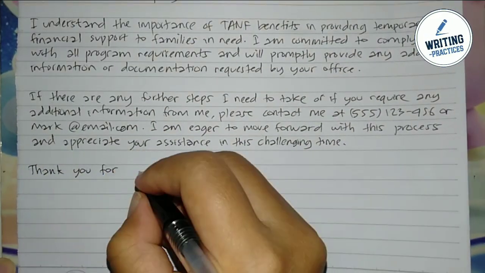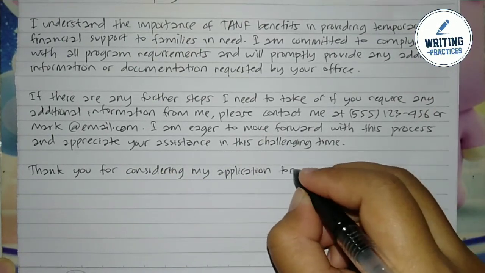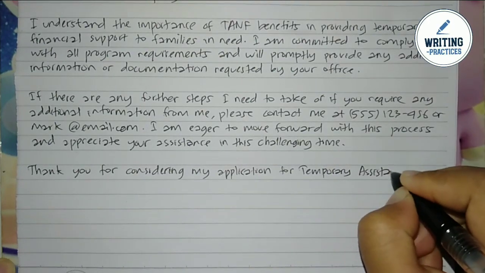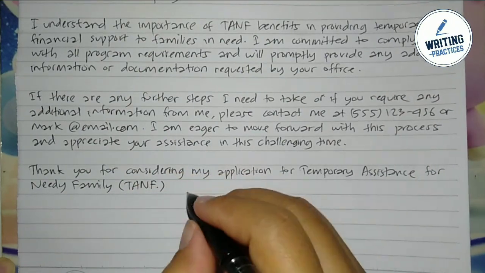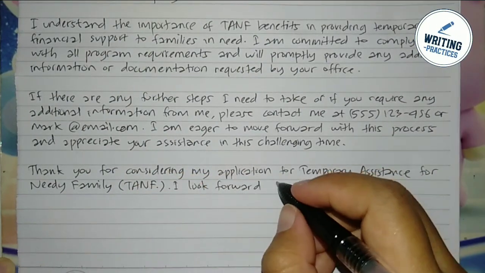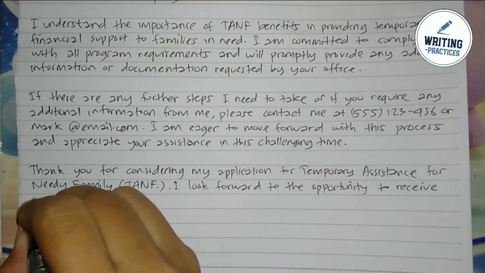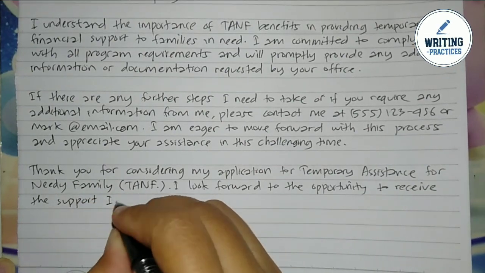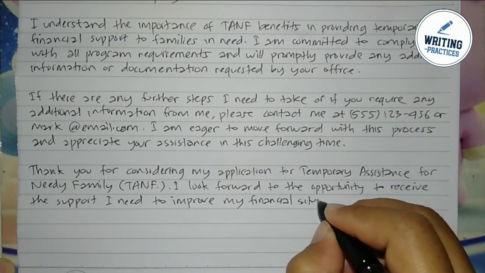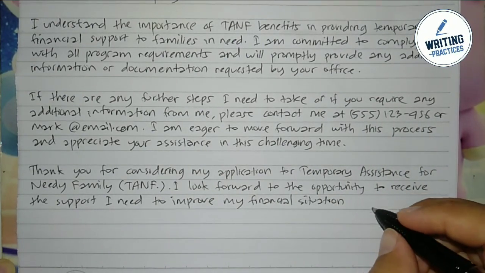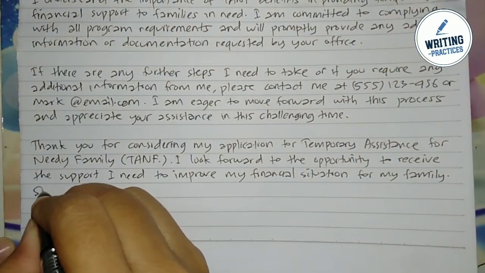And the last paragraph, show your gratitude. Don't forget to thank the TANF office for considering your application for assistance. And here you can show your gratitude this way. Thank you for considering my application for temporary assistance for needy families or TANF. After that, express your hope for the opportunity to receive the support needed during a challenging time. Again, if you have no idea what to write, you may copy this. I look forward to the opportunity to receive the support I need to improve my financial situation and provide for my family. And finally, you can close the letter with sincerely.